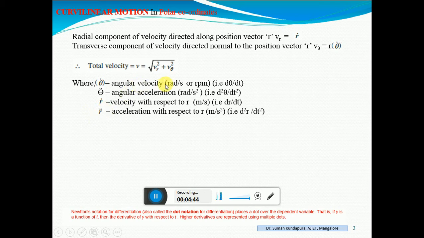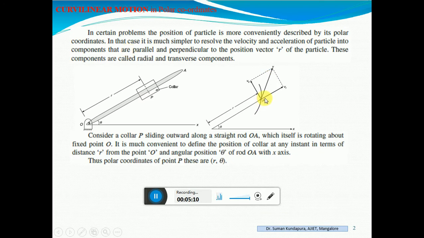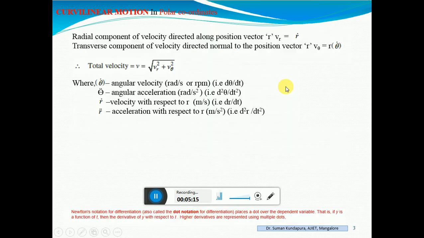Theta dot is the angular velocity, that is d theta by dt, and theta double dot is the angular acceleration, d squared theta by dt squared, the second derivative. Now if I want to find out the total velocity, it is the resultant of Vr and V theta: the square root of Vr squared plus V theta squared.